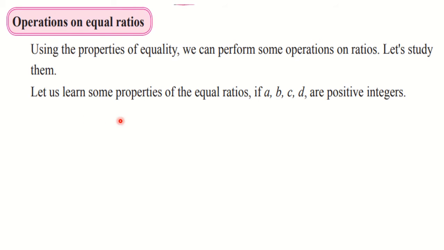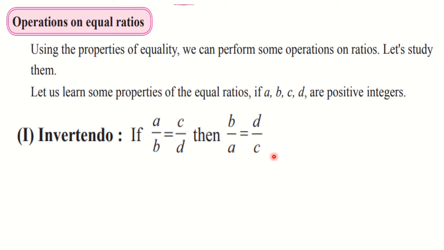Okay, so here what we are going to do is we are going to take a, b, c, d, all positive integers. The properties are always written for positive integers. Got it? So we are considering a, b, c, d as positive integers, and from this we can write down 2 equal ratios, which are a upon b is equal to c upon d. Okay, so for the ratios a upon b is equal to c upon d, we are going to write down the properties now. Okay, so from that the very first property is invertendo.